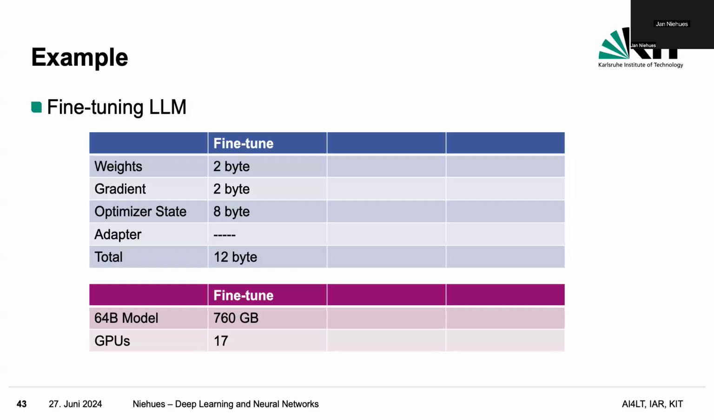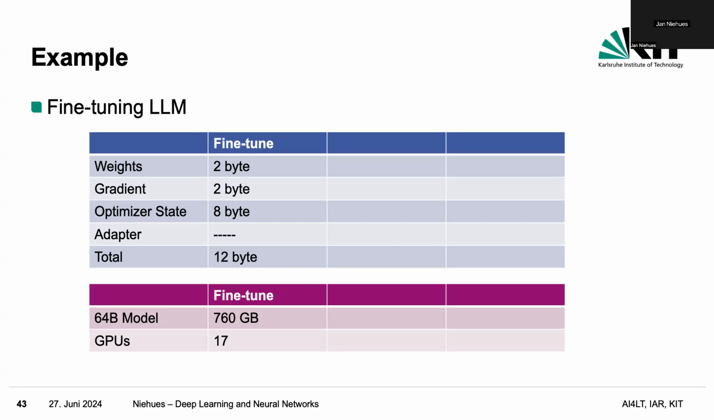If you now fine-tune the full model, that means you have, for the 62 billion parameters, 12 bytes means 760 gigabytes of memory that you need. If you're doing that on GPUs, looking at current data center GPUs, it means you have something like 17 GPUs that you need to use.